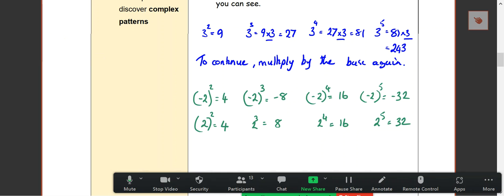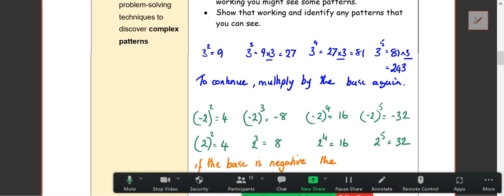So what pattern did we spot? I think someone was telling me. We could say if the base is negative, even exponents, the result will be positive. And on odd exponents, it'll be negative. So you're exactly right, and I don't want to shut you down because you're exactly right. But what I'm going to do, I'm just going to point here just to help you.